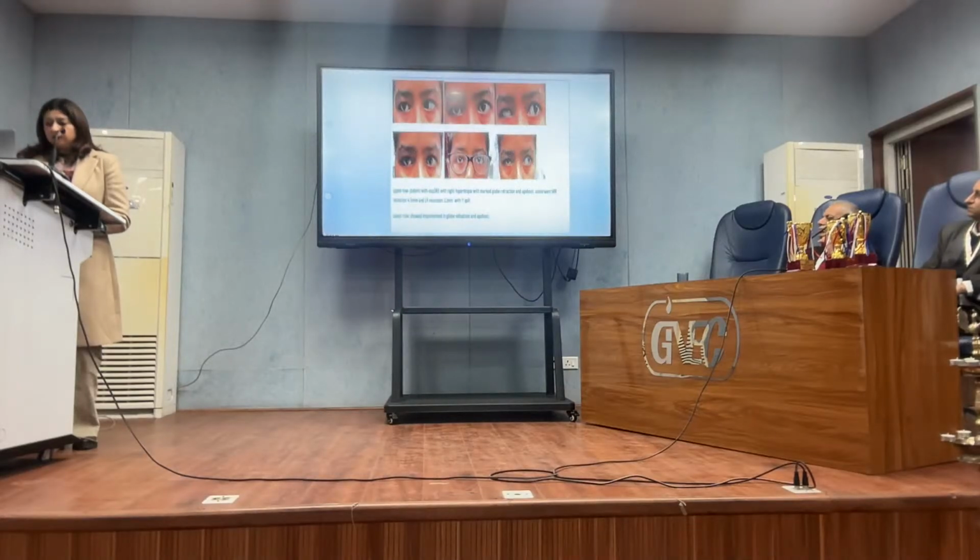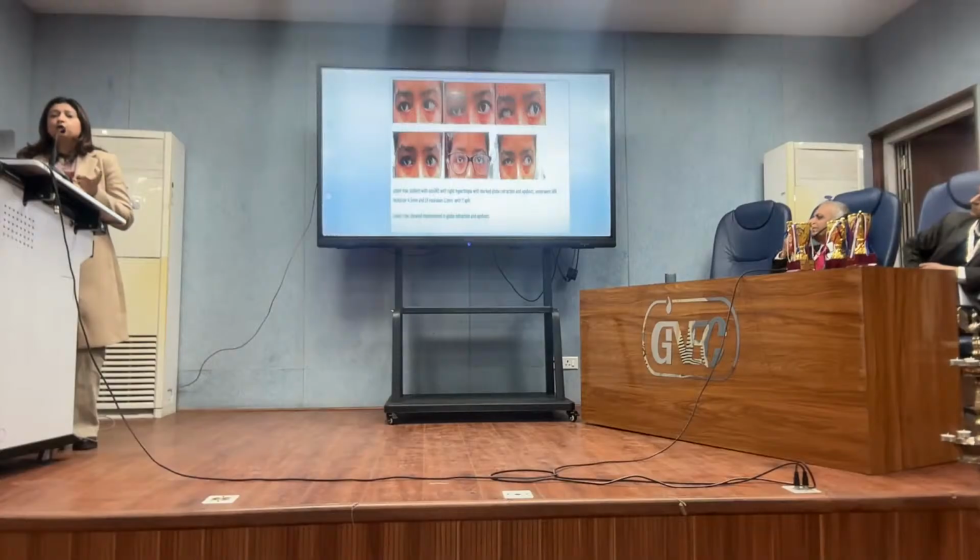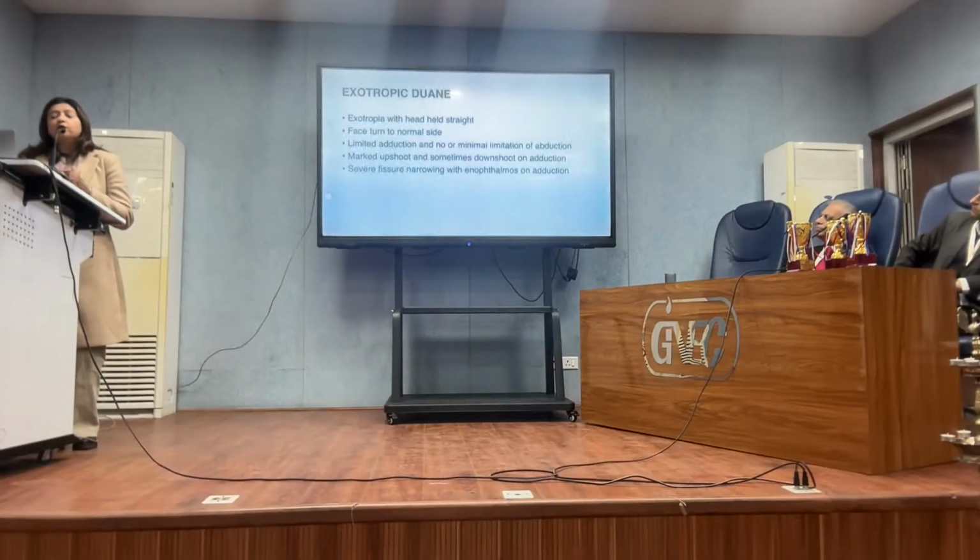So another patient in which there was a very severe globe retraction and upshoot, in this patient along with the bisplit LR recession, MR recession was also added. So when we talk about the exotropic Duane, what you need to remember is that in this patient, you are going to have limited adduction because of the anomalous innervation. The abduction will be nearly normal and there will be features of anomalous innervation.